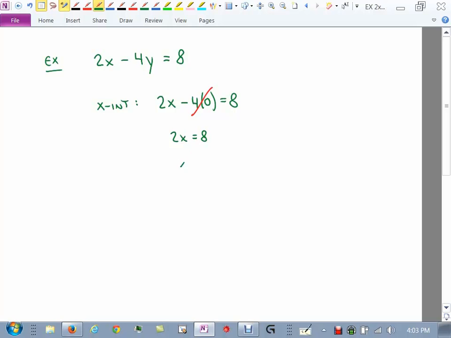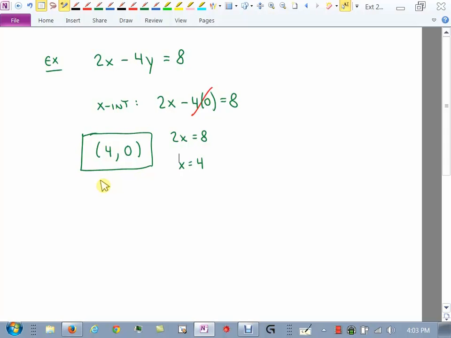And dividing both sides by 2, we get x is 4. Now remember, this is a point. We said the y was 0. That's how we started the problem. We said y is 0. And now what it says is if y is 0, x has to be 4. So that's my x-intercept.